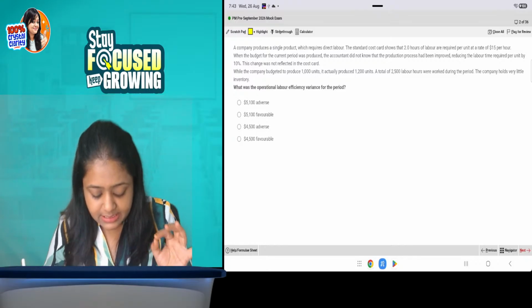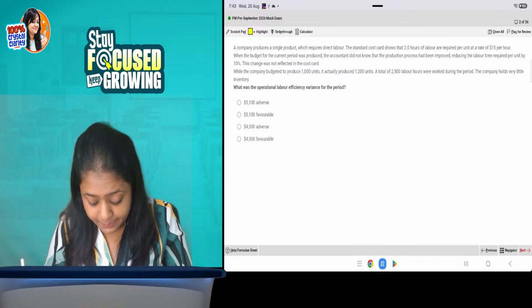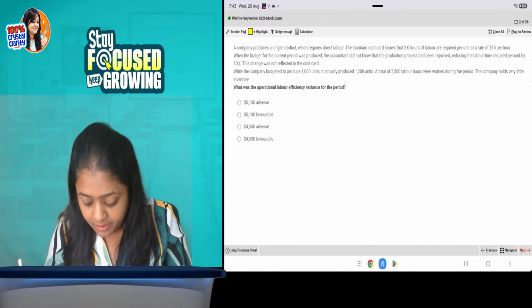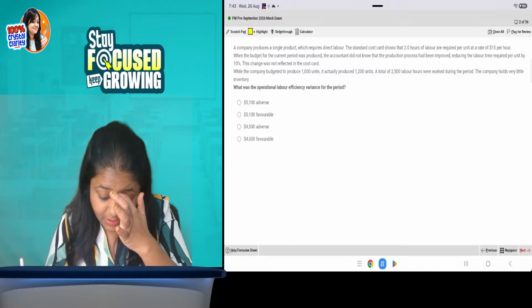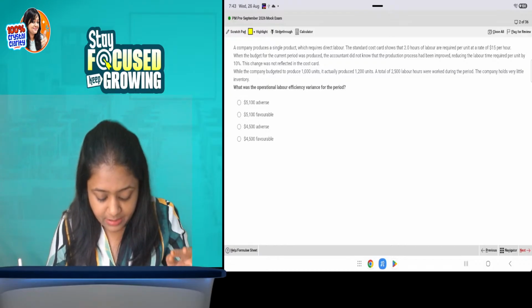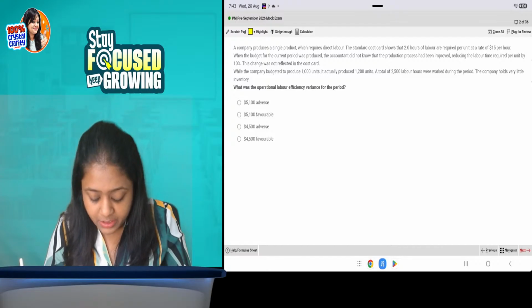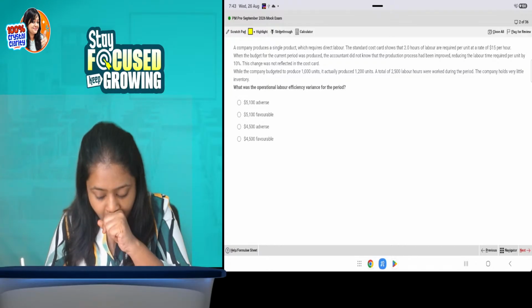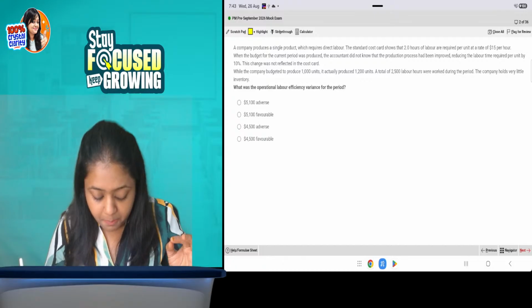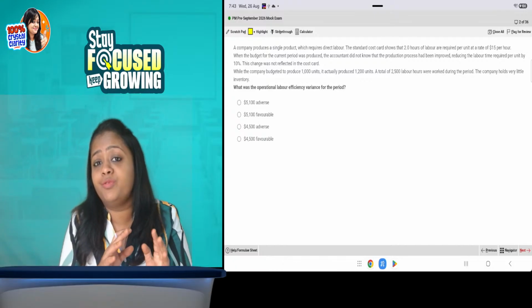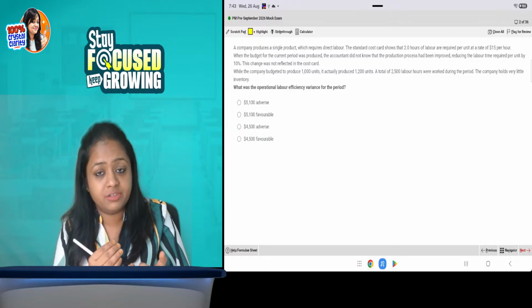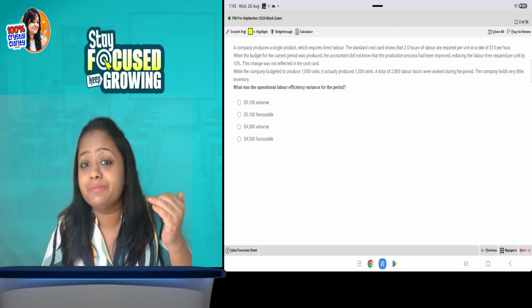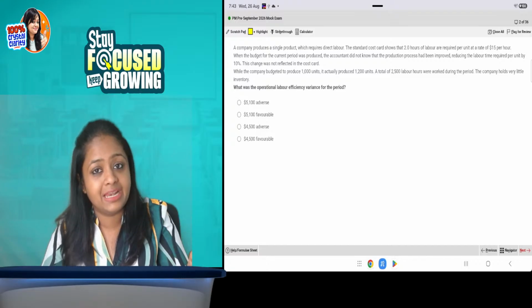A company produces a single product which requires direct labor. The standard cost card shows that 2 hours of labor are required per unit at a rate of 15 per hour. When the budget for the current period was produced, the accountant did not know that the production process had been improved, reducing the labor time required per unit by 10%. That means now there will be a revision, right? So as per the revision, we will take the existing time multiplied with 90%. Why? Because 10% time is reduced. So then the labor is working at 90%.